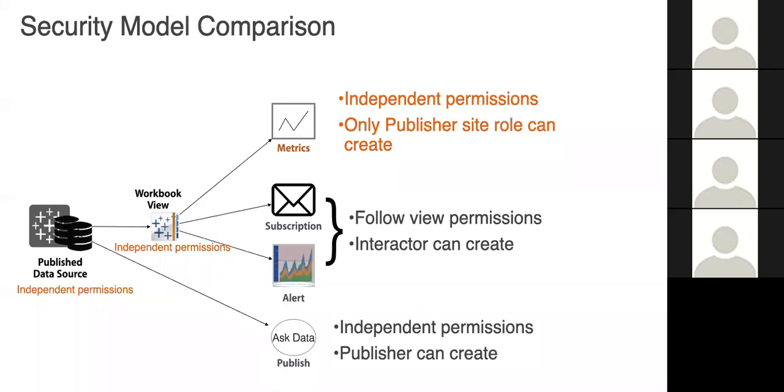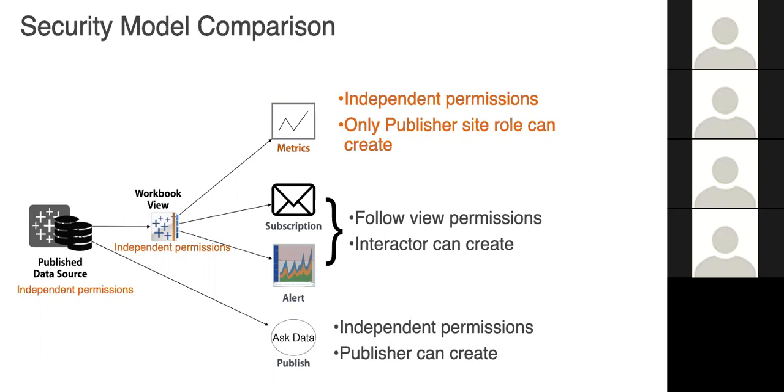Both subscriptions and data-driven alerts follow exactly the workbook-level or view-level permission, but metrics are different. Metrics are very different. You may argue that Ask Data is also independent. I'm with you, but Ask Data's starting point is not a workbook, but data sources. Normally, we don't give published data source access to a lot of people, only to very few trusted team members. But the workbook is different. With a workbook, you give permission to a lot more users.